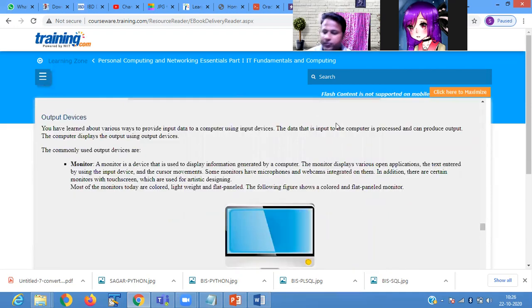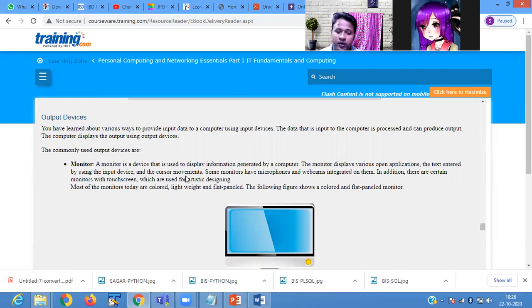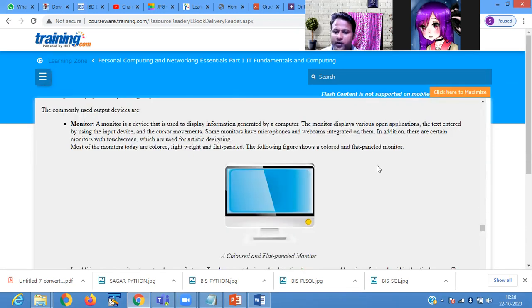First we're using the monitor. Previously the monitor that we were using is called the CRT. The CRT monitor we were using, but now we're using LCD or LED monitors. A monitor is a device that is used to display the information generated by the computer. The monitor displays the various open applications, the text entered by using an input device, and cursor movement.